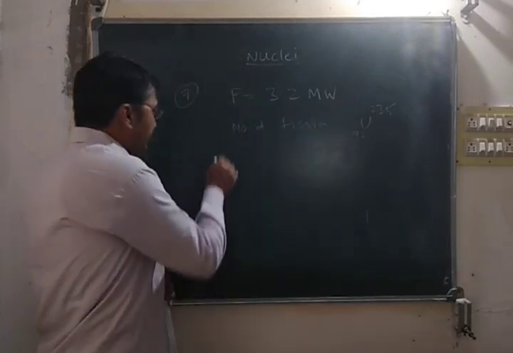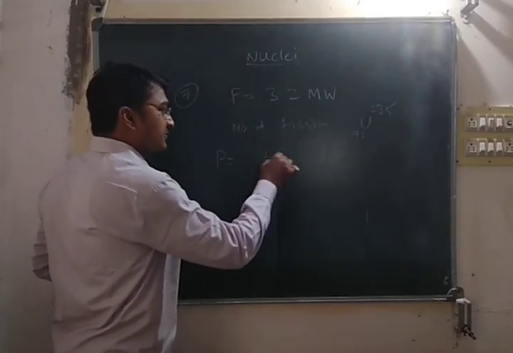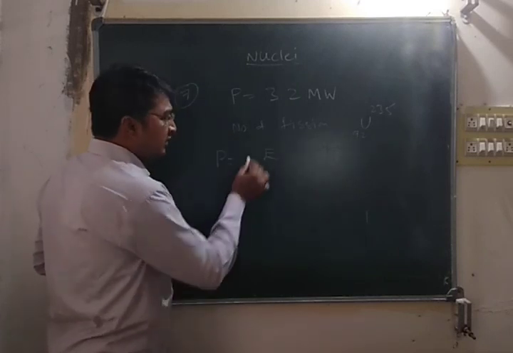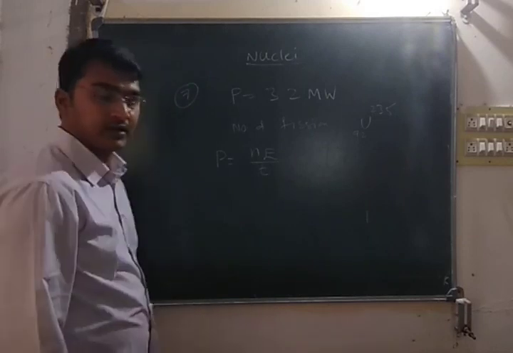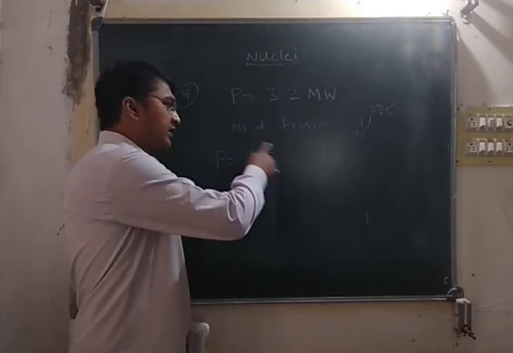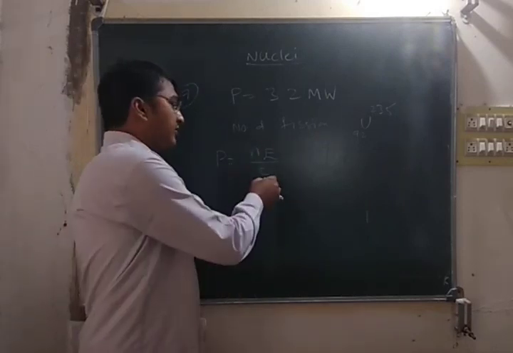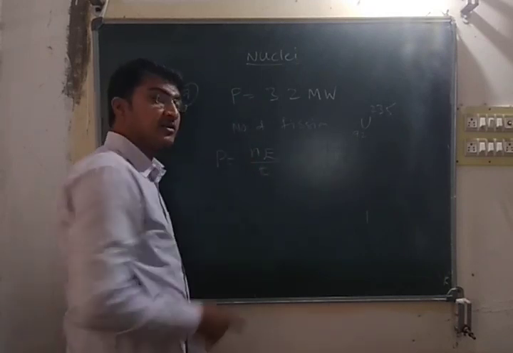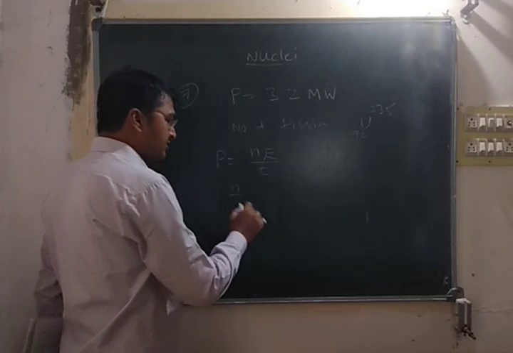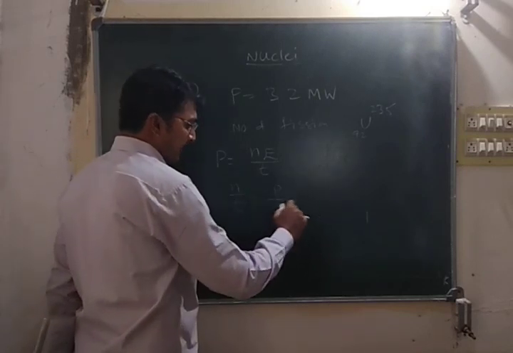Generally, power is equal to total energy. Energy for each fission times the total number of fissions, divided by time. Remember it: the general formula for power is total energy divided by time. For every 60 seconds, and the energy for each fission is E. So N by T is equal to P by E.